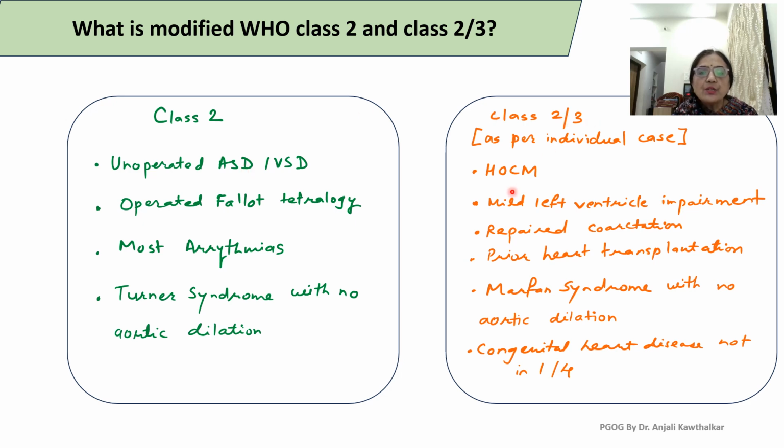Class 2/3 is HOCM, hypertrophic obstructive cardiomyopathy. Mild left ventricular impairment is this class 2/3. Repaired coarctation of aorta, prior heart transplantation, Marfan syndrome with no aortic dilation, and congenital heart disease which is not belonging to either category 1 or category 4 will come to this class 2/3.